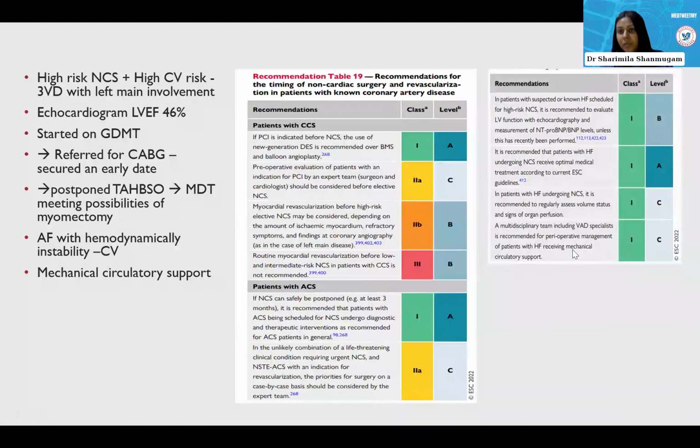So what about patients with heart failure? It's class 1B for patients who are going through high-risk non-cardiac surgery. It's recommended again to evaluate their LV function and the measurement of the pro-BNP. It's good that this hospital actually did all that, right? And for patients who are going through the surgery, again, it is recommended to have optimal medical therapy. Okay.